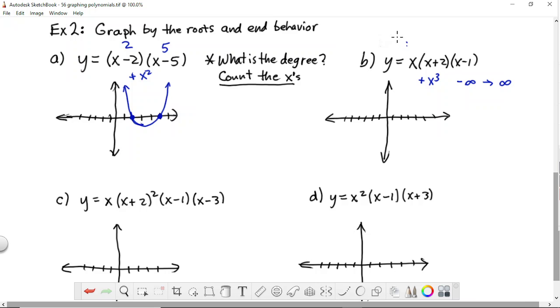So the notes will be more consistent that way. So there are the zeros over here. Okay, from this one we have 0, from this one we have -2, from this one we have 1.